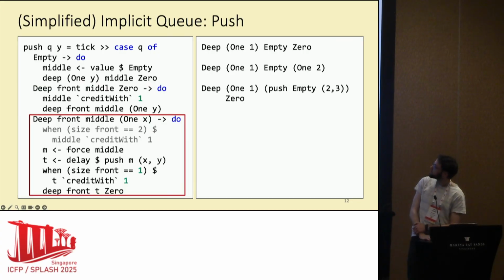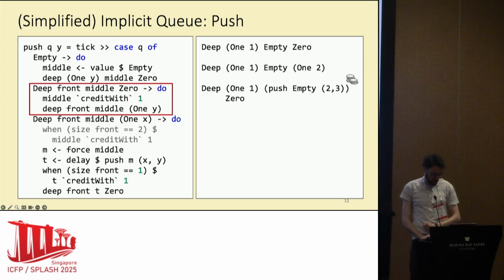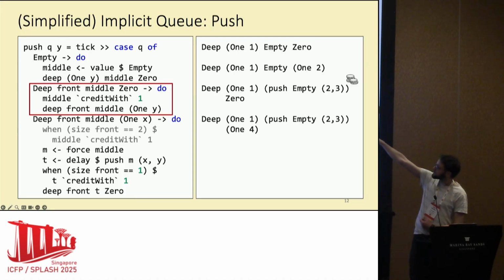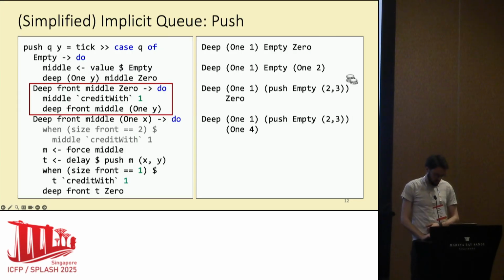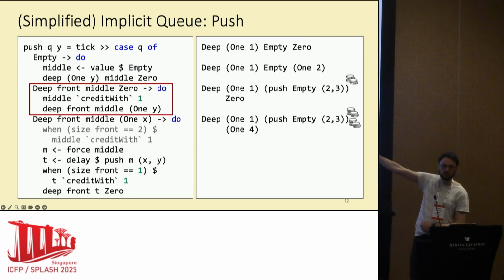And now I'll actually have to do some work, because I can no longer put something into the rear digit, as there's already 1 element in, so I'll push the element 2, 3 that I want to insert down into the middle thunk. And so there's a thunk being created here. And I'll also add 1 credit, because the size of the front is 1, so I need to add 1 credit to the new thunk I've created. All right, so let's say I keep pushing things in. So then the 0 turns into another 1 digit. And I actually put another credit on here, so I now have 2 credits on the middle thunk.